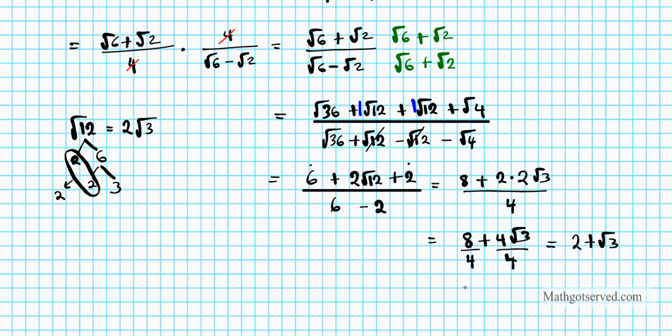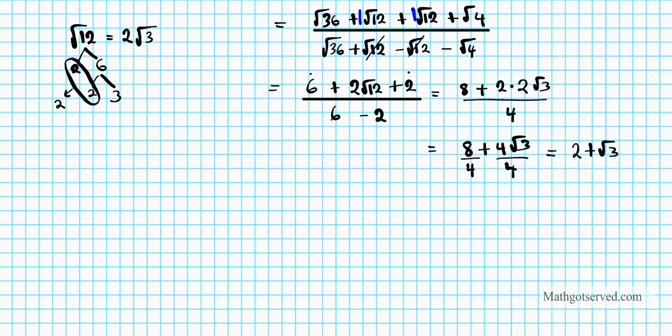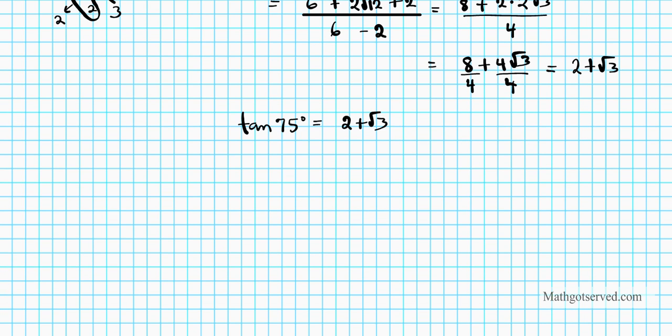Okay? So what does this mean? This basically means that tan 75 degrees is 2 plus root 3. Okay? There you have it. Now this is method 1. Now let's go ahead and use a different method. Hopefully we get the same answer. Then we will have confidence that the result is correct.